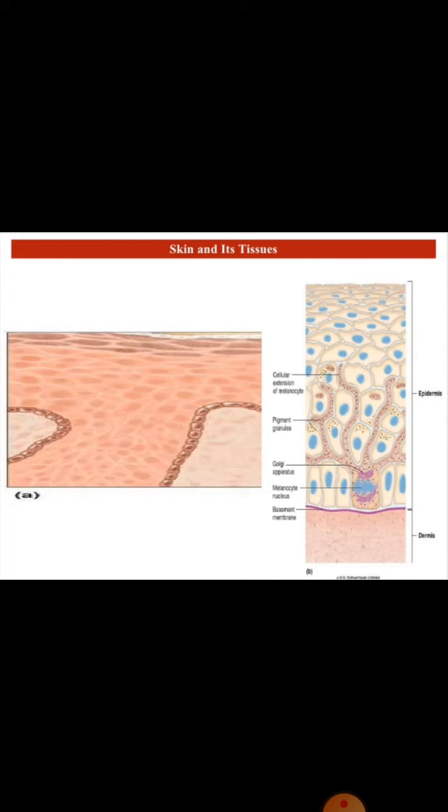Here is the diagram showing the different granules present in the skin, epidermis and dermis. Epidermis having cellular extensions of melanocytes, that is brown in color, pigment granules small. Then Golgi apparatus, melanocytes that produce melanin pigment. Then basement membrane, that is purple in color.